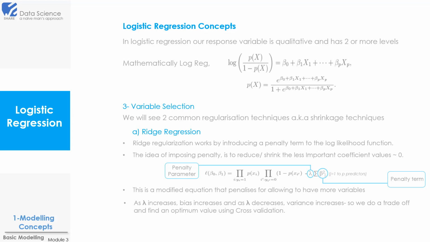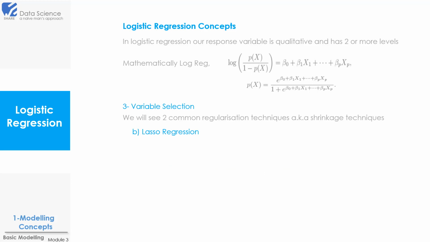Now cross-validation, sometimes also called rotation estimation or out-of-sample testing, is a statistical method used to estimate the accuracy of machine learning models. Don't worry, we will see cross-validation in detail in our last topic of this module, that is resampling methods. For now, let's move on to the second technique of variable selection, that is lasso regression.